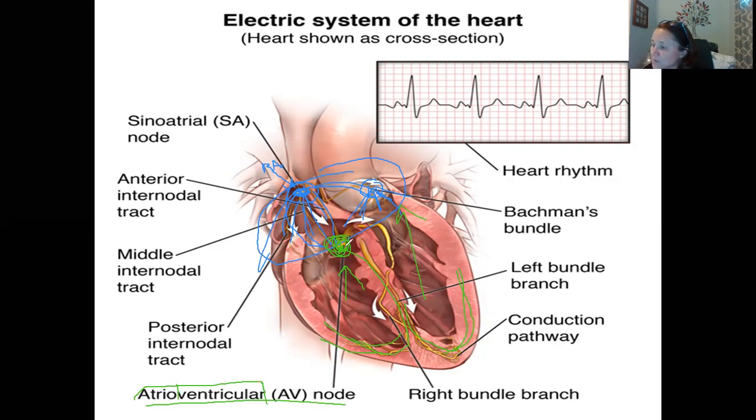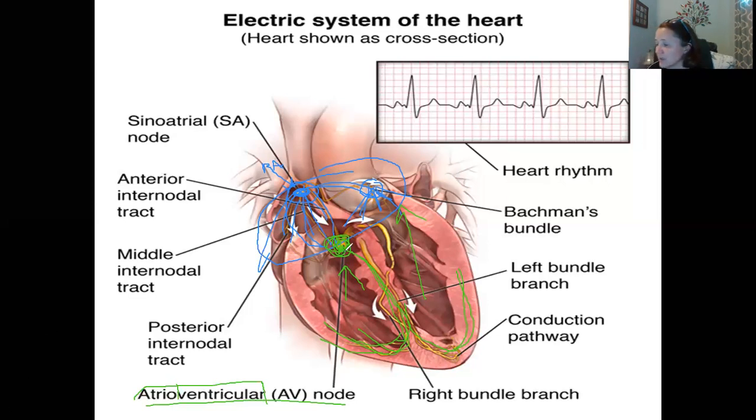So these pathways are super important. Without that electrical impulse, you're not going to have a contraction. If you do not have these electrical impulses, or if you've got a break in the circuit somewhere, you're not going to get contractions. You're not going to get perfusion to the rest of your body. So that is why this is all so important.